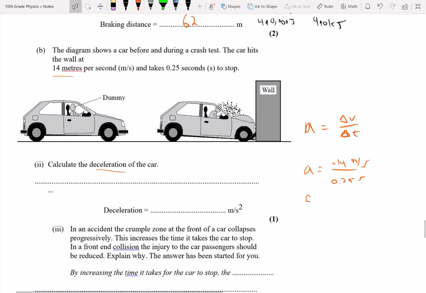So 56 meters per second squared is our acceleration. And it's important on the test when you do this that you show some of your working. Show what you start with, show what you plug in, show what you get when you're done, right?